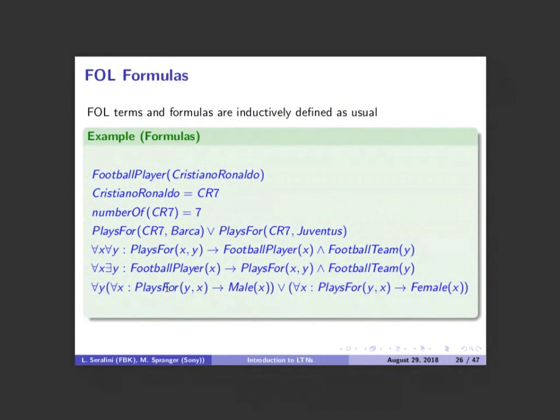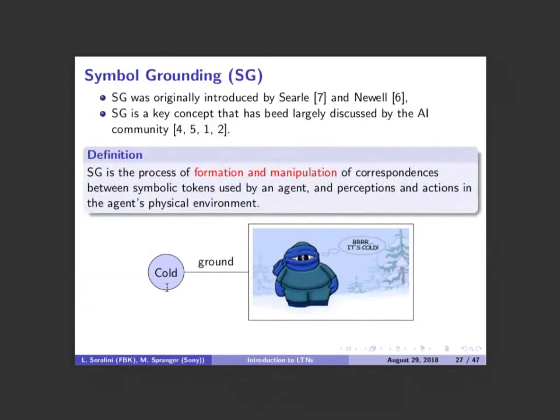So here is the kind of stuff we would expect to be able to specify, and here we have for all and existential connectives. If X plays for Y, then X is a football player and Y is a football team, and things like that. Stuff you've been seeing for a while in some of the other presentations. But then we get into the symbol grounding question, originally introduced by Searle and Newell, and largely debated, and a very relevant problem in AI and cognitive science.